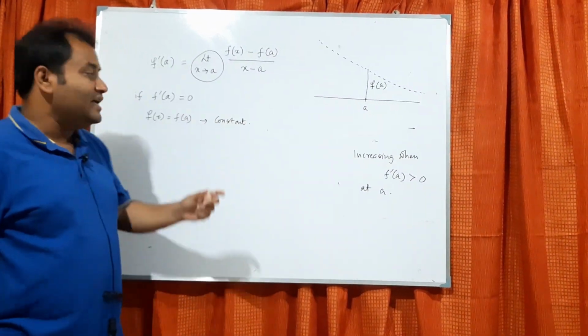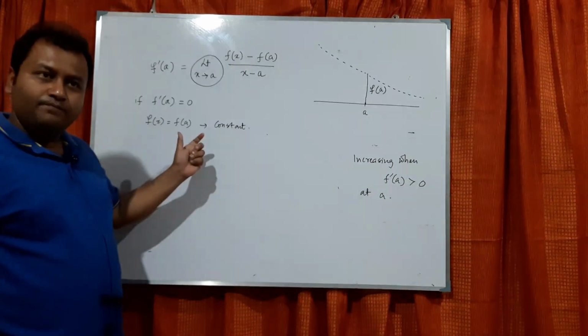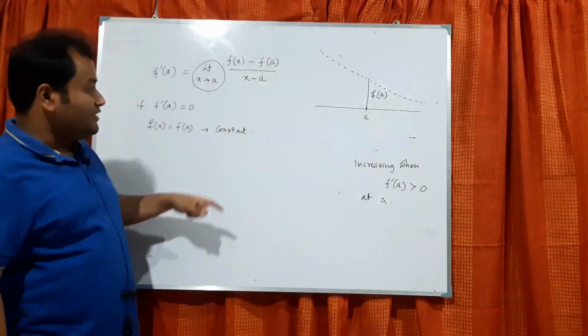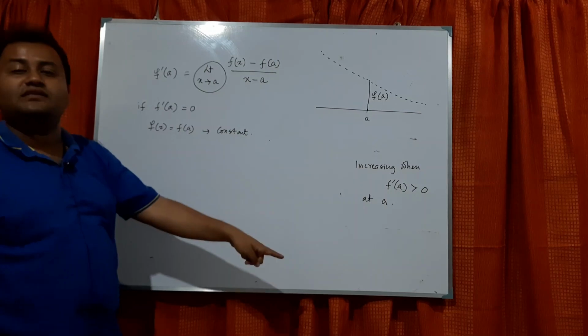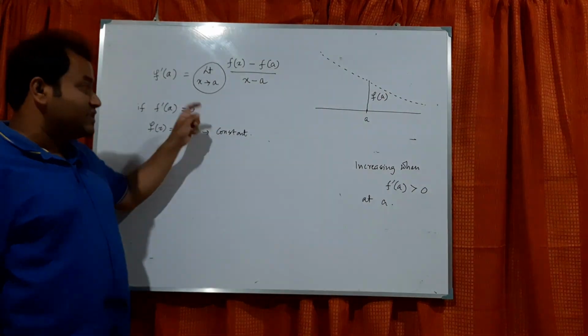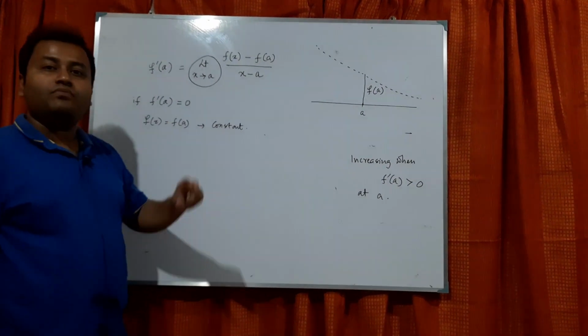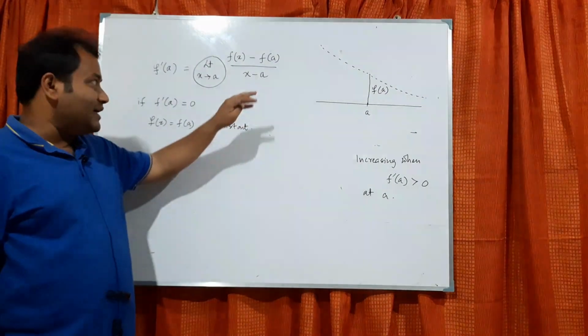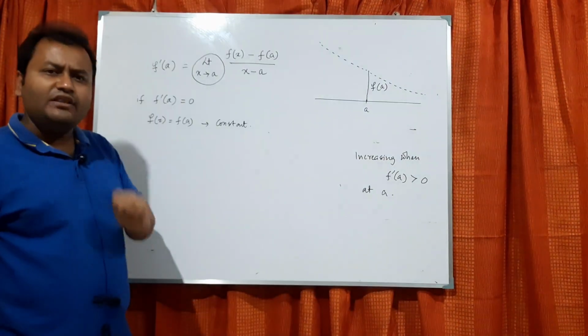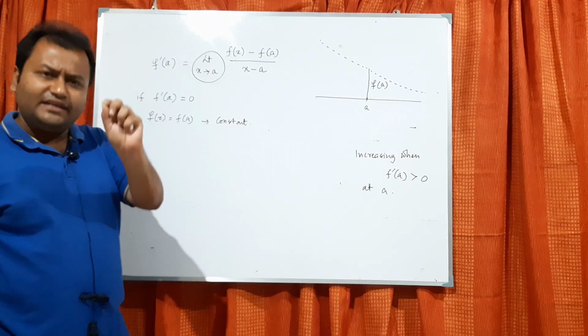Okay, so we have got three conditions, or you can say three features of a function: increasing, decreasing or constant. If the derivative value is positive, then the function is increasing. If the derivative value is negative, then the function is decreasing. If the derivative value is 0, then the function will be constant. So I think that is okay for the theoretical part. Now let me give one problem. Let us start.